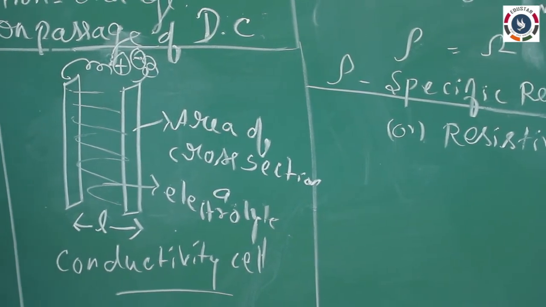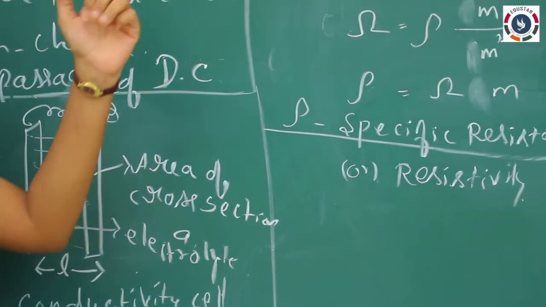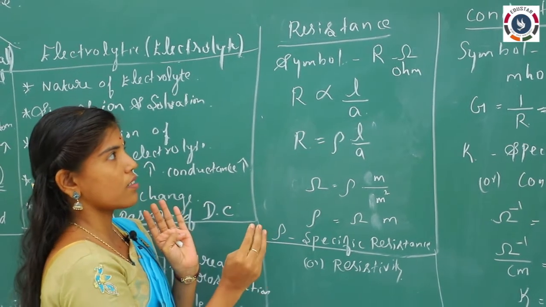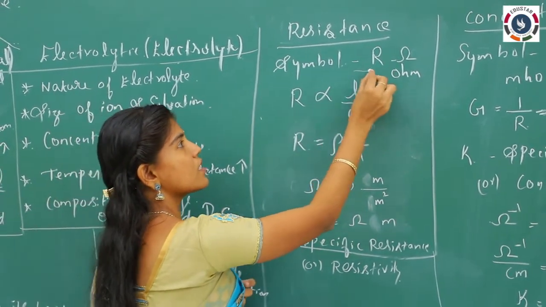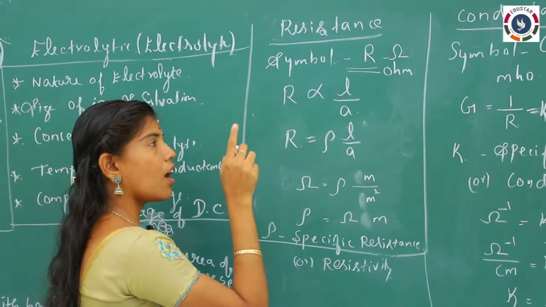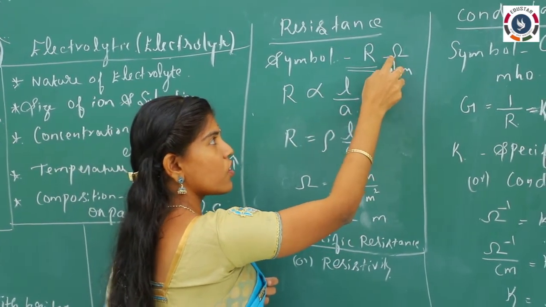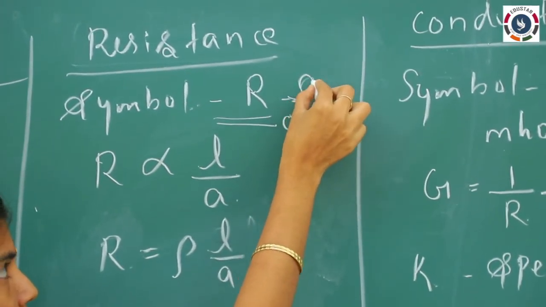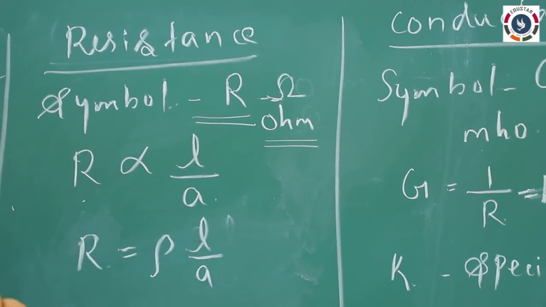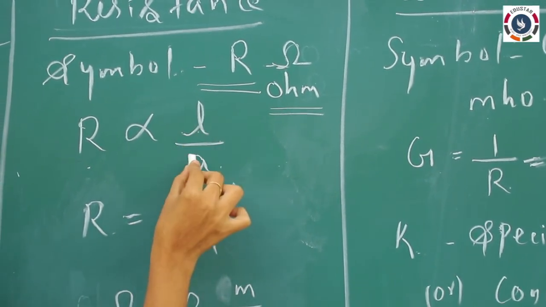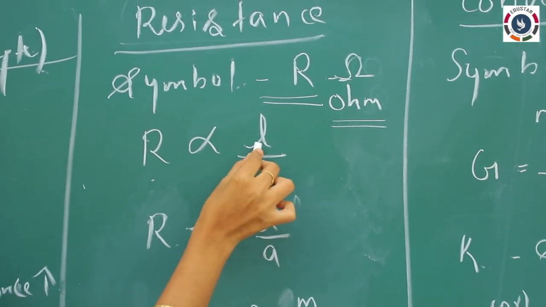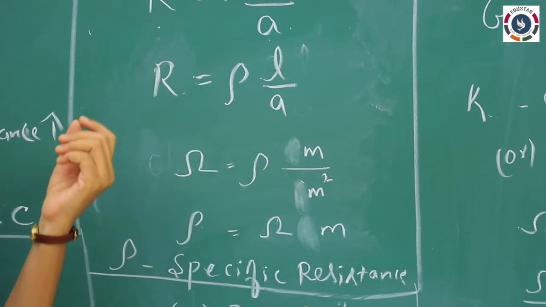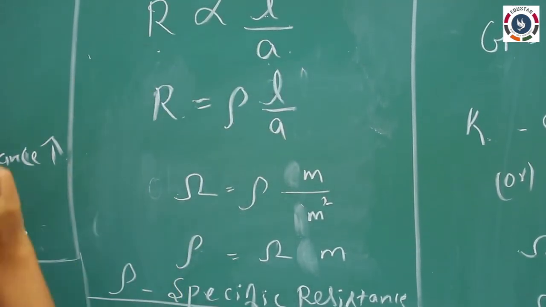Now we are going to see the resistance. What is resistance? Resistance is the hindrance to the conductance. What is the symbol of resistance? It is R. The unit of resistance is ohm, and the symbol of ohm is this one. Remember this: resistance is proportional to L divided by A. This L is the length between the electrodes, divided by the area of cross section of the electrode.